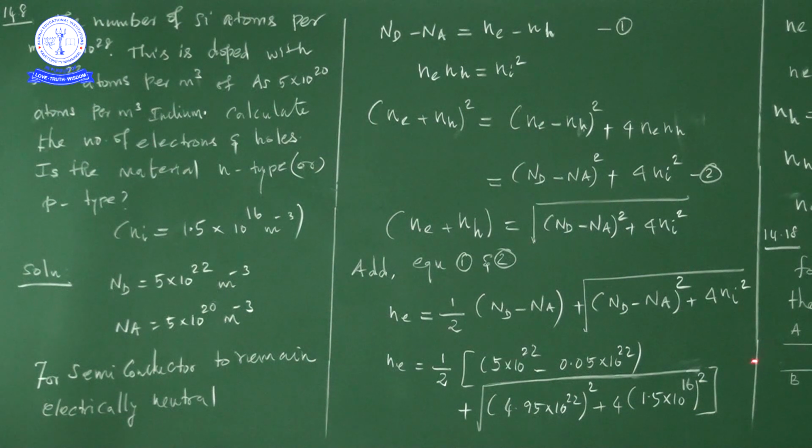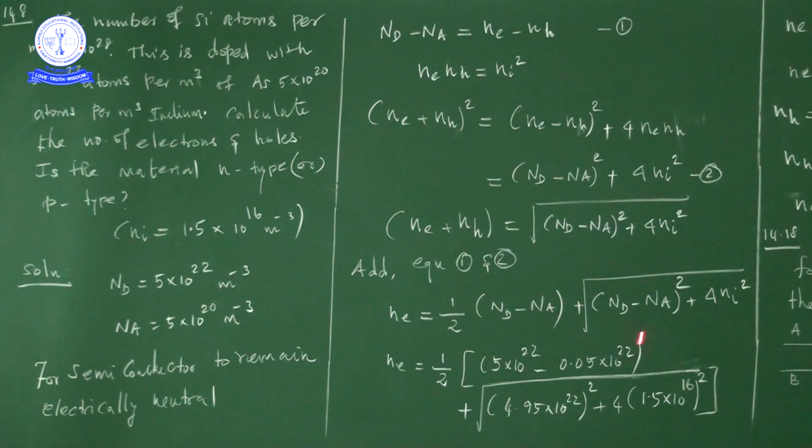Then within the square bracket you already know Nd minus Na the whole square. Nd minus Na means we can subtract the value: 5 into 10 power of 22 minus 0.05 into 10 power of 22, the whole square, plus 4 into (1.5 into 10 power of 16) the whole square. The 1.5 into 10 power of 16 is nothing but the value of Ni.